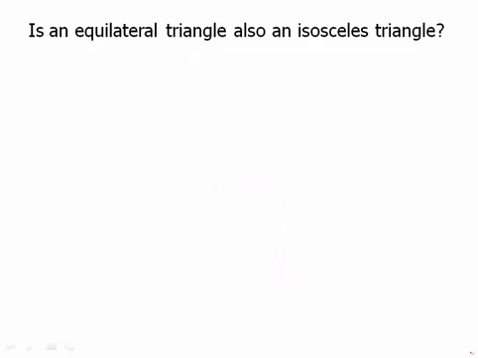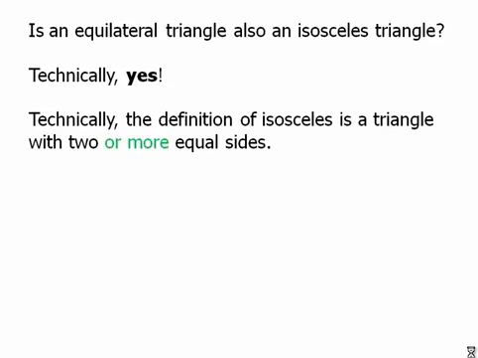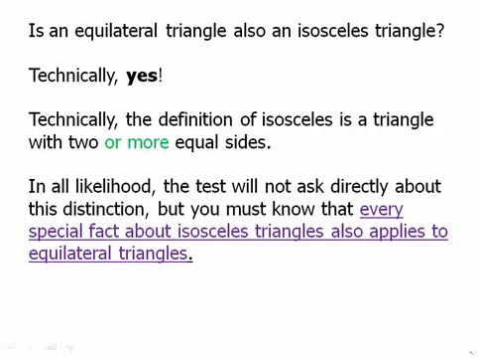Is an equilateral triangle also an isosceles triangle? Technically, yes. Technically, the definition of isosceles is a triangle with two or more equal sides. That's the technical definition of isosceles. In all likelihood, the test will not ask directly about this distinction, but you must know that every special fact about isosceles triangles also applies to equilateral triangles. That's important to know.